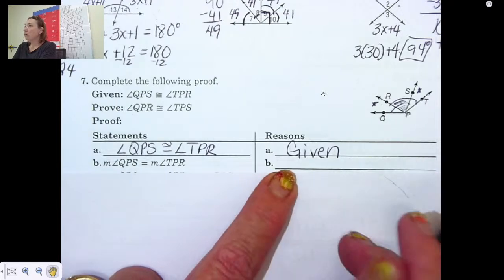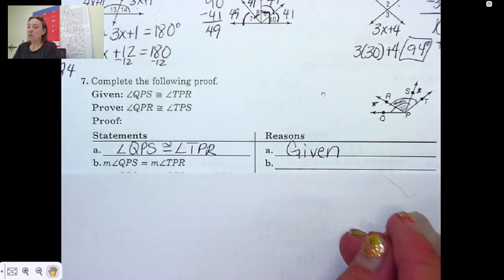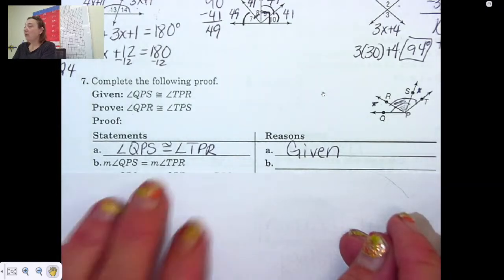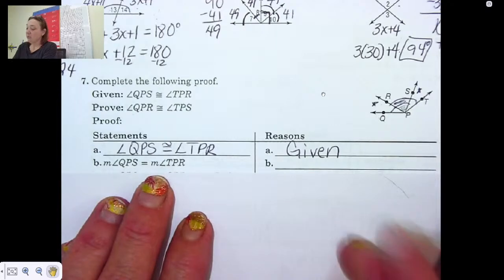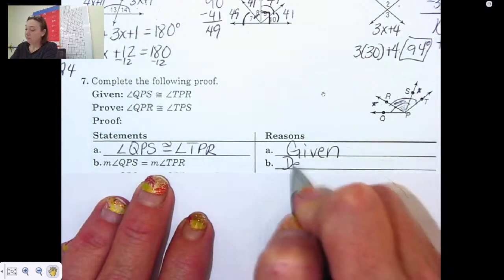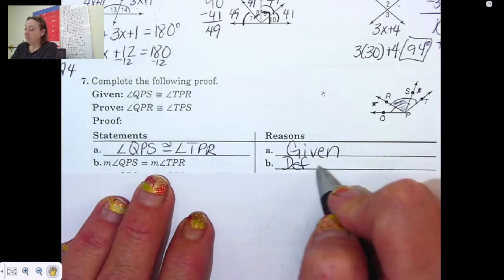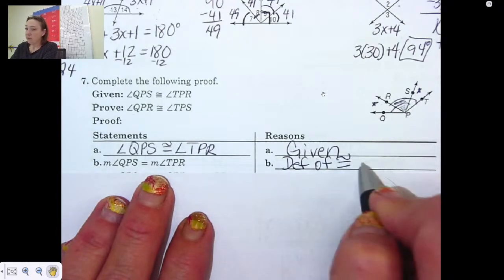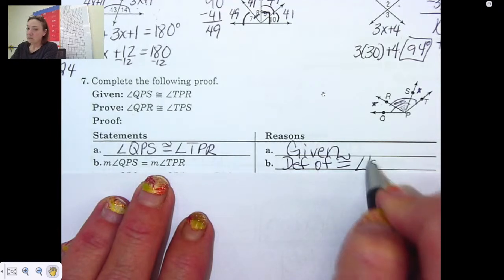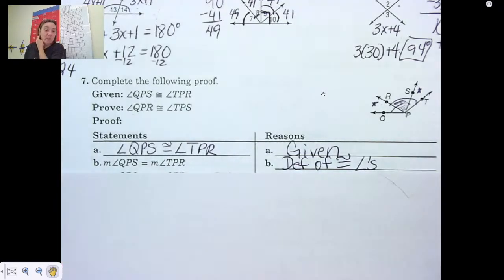So yesterday we were talking about segments, right? And yesterday when we were talking about segments, we said definition of congruent segments. Today we're not talking about segments. So we can't say definition of congruent segments. What can we say though? Definition of, I'm going to abbreviate, congruent angles. Okay? I'm just going to abbreviate to make it shorter. We don't take up as much time.